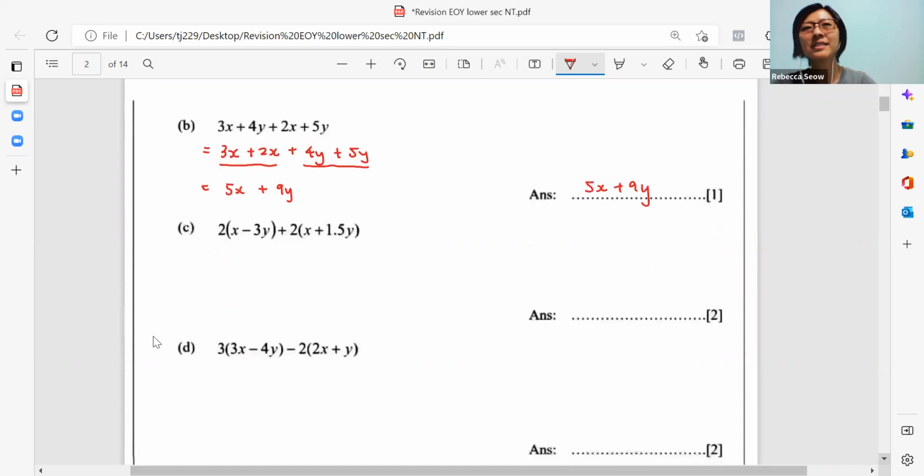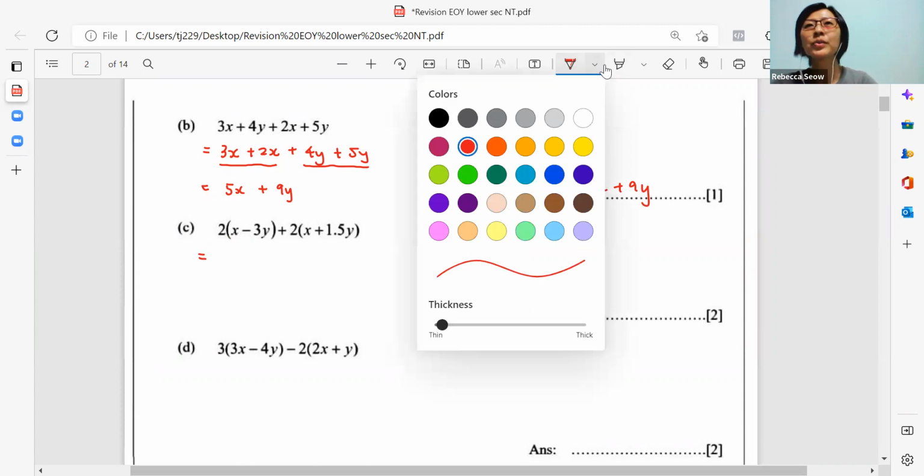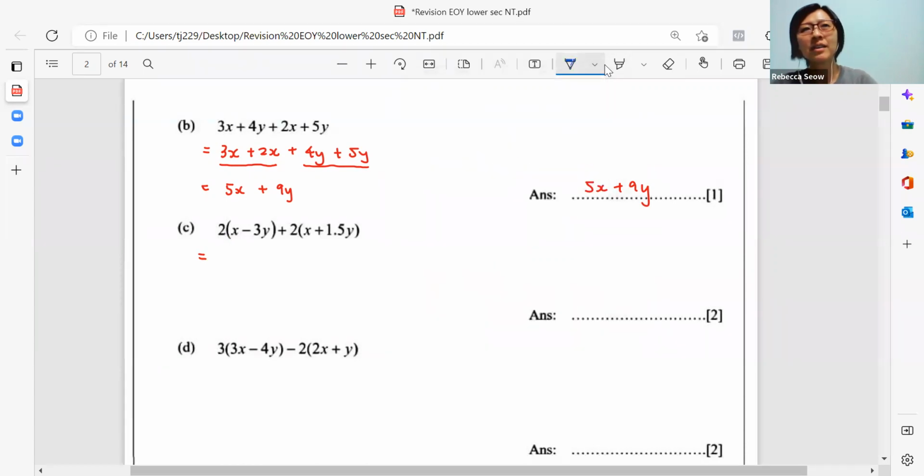This question C has got brackets here. And when there are brackets, what we need to do is remove the brackets by expansion. So how do we go about expanding? When we have a coefficient, rather a number outside the bracket, we multiply the number into each of the terms within the bracket. So for the first one, it will be 2 multiplied by x. That would give us 2x minus 6y.